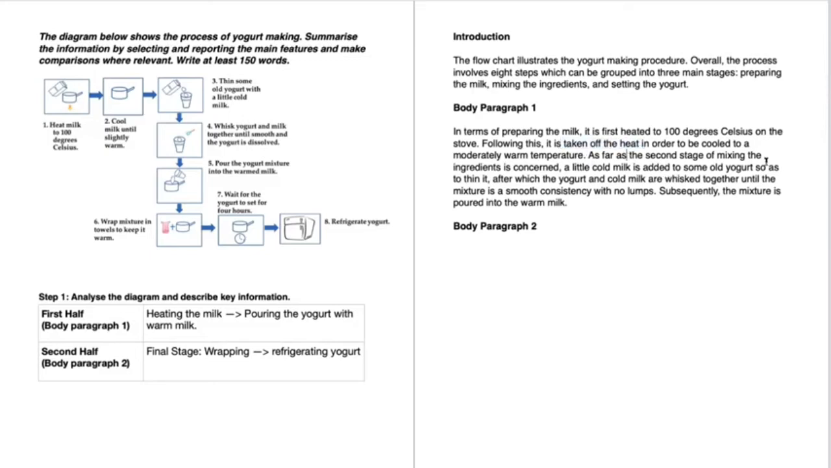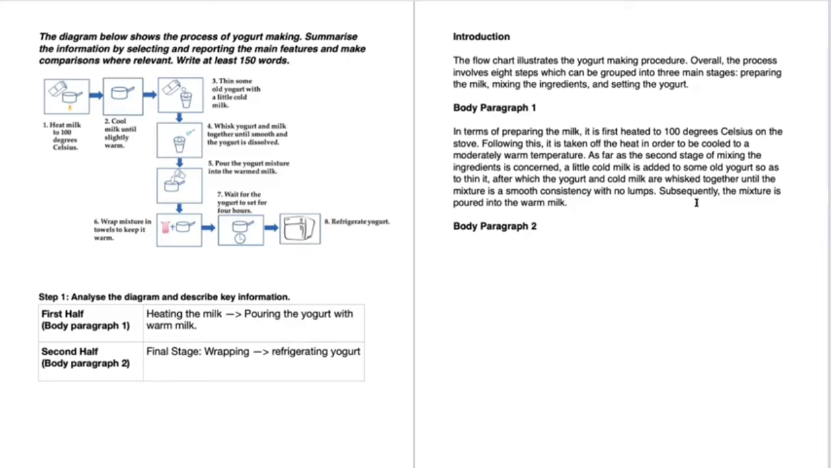And then as far as the second stage of mixing the ingredients is concerned, a little cold milk is added to some of the old yogurt, okay? And then it's whisked together until the mixture is a smooth consistency. I've added this word consistency, and if it is smooth, it will not have any lumps. So I've included no lumps as well, even though that isn't in our diagram.